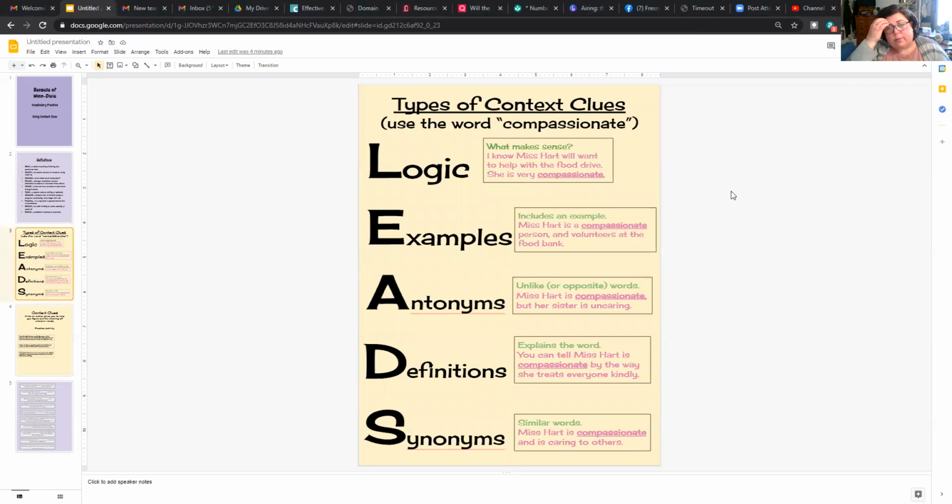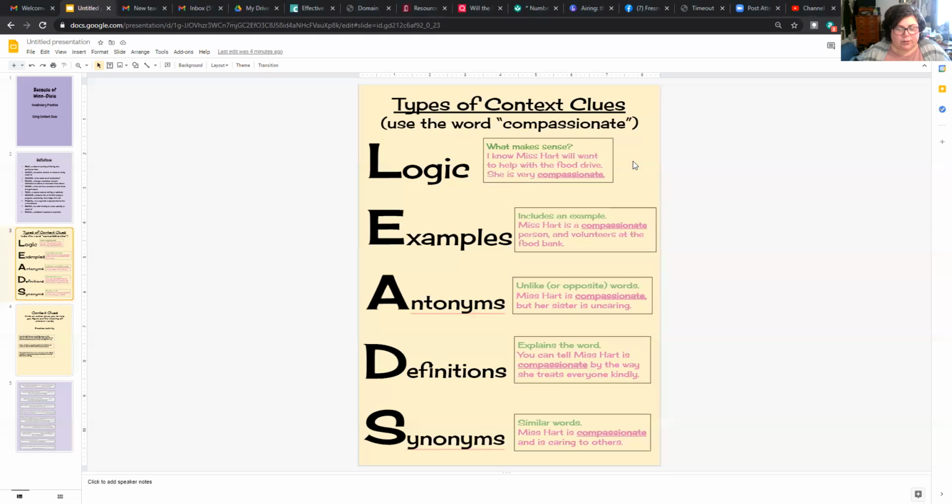And we've talked about them before, usually when we're just reading through and trying to figure out what words mean as we read. And there are different ways we can do that. And we can use the word compassionate because that was one of the words that we did have difficulty with. So there are 5 different types of context clues that I want to talk about today, and those are using logic, examples, antonyms, definitions, and synonyms.